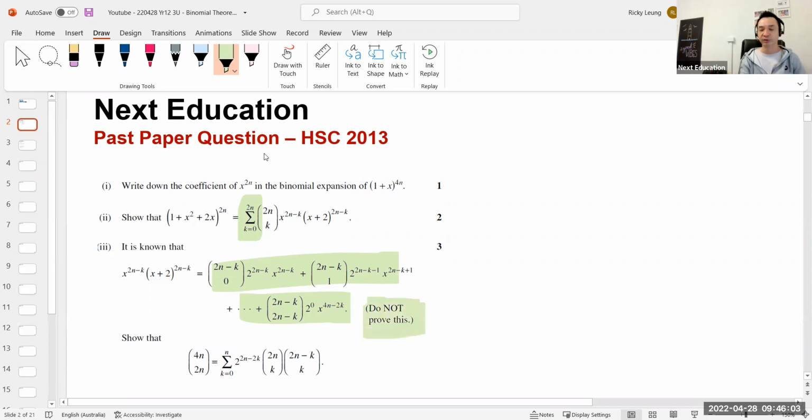Even though it says do not prove this, people look at it immediately and their natural instinct is to go, this is a hard question. Some people come back to it, and some people just get turned off and don't attempt it for the whole duration of the paper.